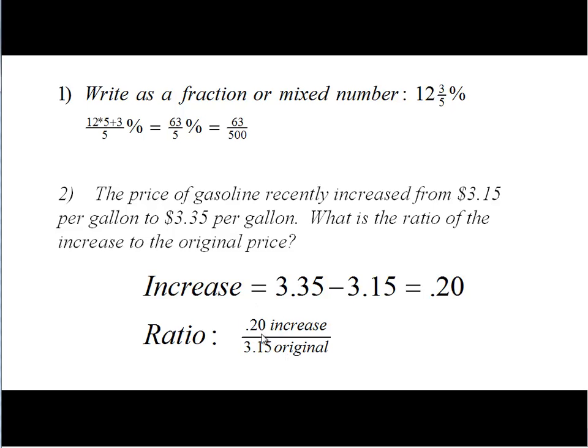Okay, I'm going to reduce this. 20 is 0.04 times 5. That's 20 cents. 3.15 is 0.63 times 5. Your 5s will cancel, and you can move both the decimals 2 places and get 4 over 63.